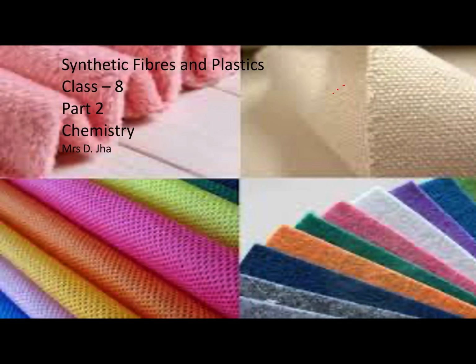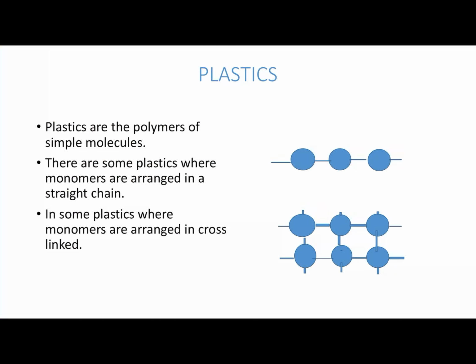Plastic articles are available in all possible shapes and sizes. Plastic is also a polymer like the synthetic fibers. All the plastics do not have the same type of arrangement of units. There are certain plastics where monomers are arranged in a straight chain. Such plastics are called thermoplastics.